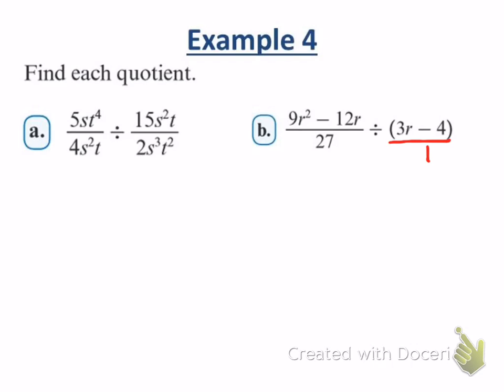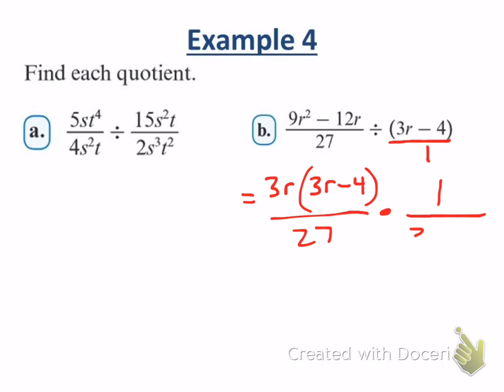So what is the GCF or factorization of 9r squared minus 12r? I can take out a 3r, and that will leave me with 3r minus 4 over 27. Now I'm dividing, so I'm going to keep the first fraction. I'm going to flip the second fraction and change it to multiplication. And I don't need to factor 3r minus 4 because I can't. And I already have a 3r minus 4 that would cancel, right?